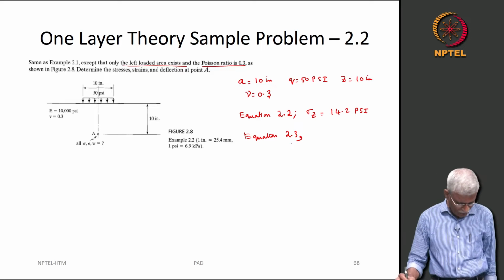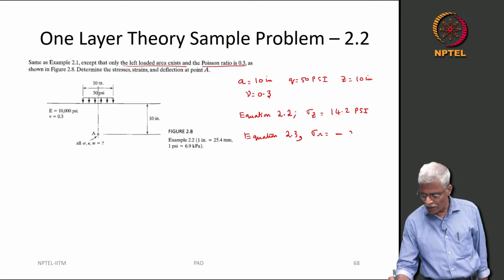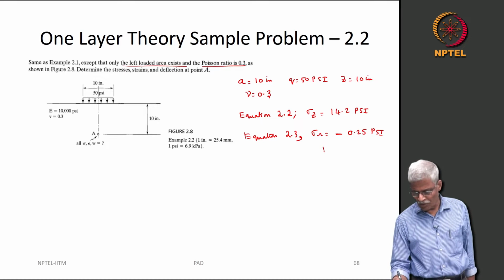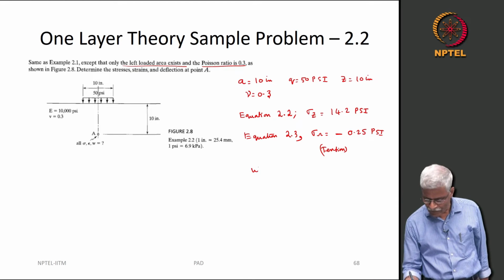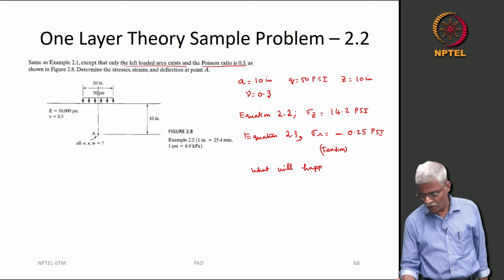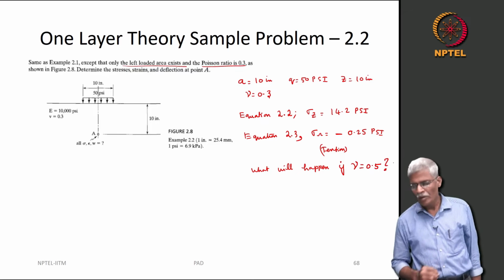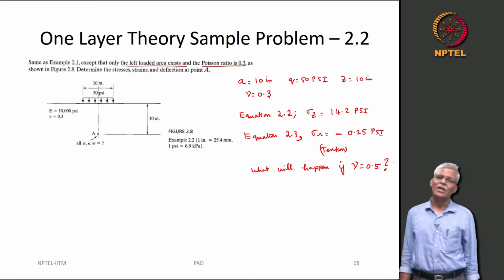Then let us use equation 2.3, and you are going to get minus 0.25. Now, what exactly does this minus mean? Use the same sign convention, you are talking in terms of tension. Okay. So, this is the sign convention that is followed here, and interestingly, if Poisson's ratio is 0.5, you are going to get a compression.